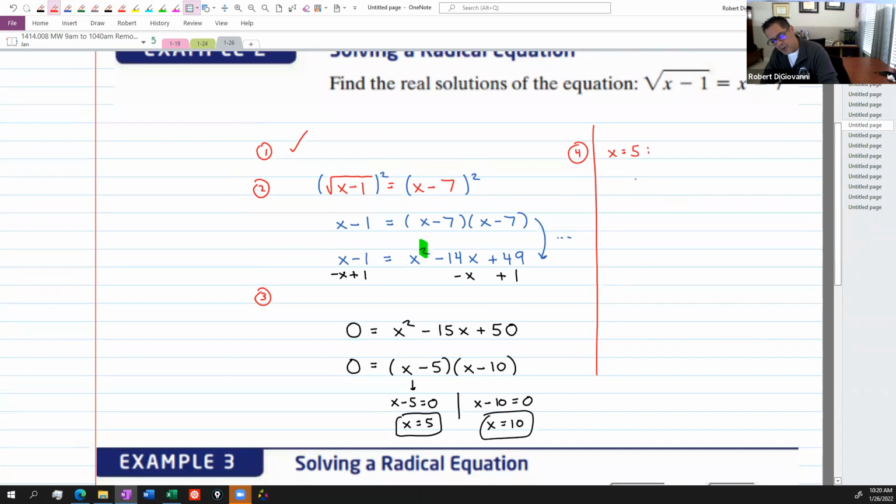Okay. So if I plug in 5 into that original equation right here, it'd be the square root of 5 minus 1 equals 5 minus 7. Now, is this true? Well, the square root of 5 minus 1 is 4. Does that equal 5 take away 7, which is -2, right? It's a negative number. And the square root of 4 is 2, but 2 is not equal to -2. They aren't the same. And this means that 5 is not a solution to this equation, so I need to throw it out.